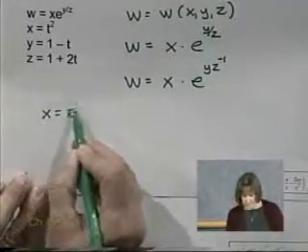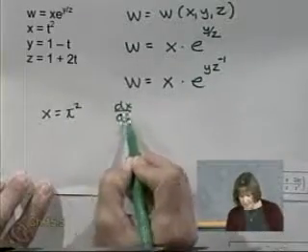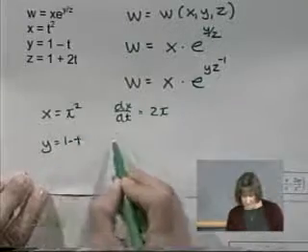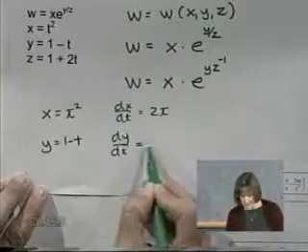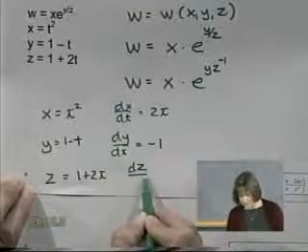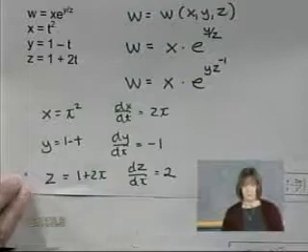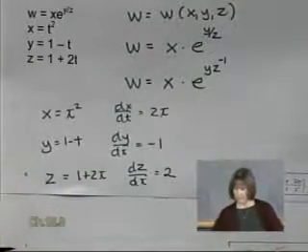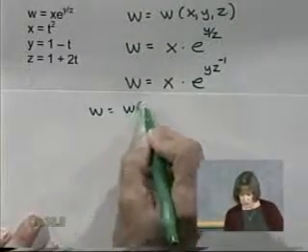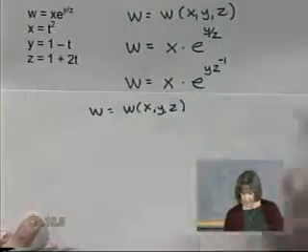Now notice, we might just put a few things here. We have x is t squared, so dx dt would be 2t. We have y equals 1 minus t, so dy dt is a negative 1. And z is 1 plus 2t, so dz dt is 2. And that might come in handy in a few minutes. All right, so notice w is a function of x, y, and z, and they want us to get dw dt.